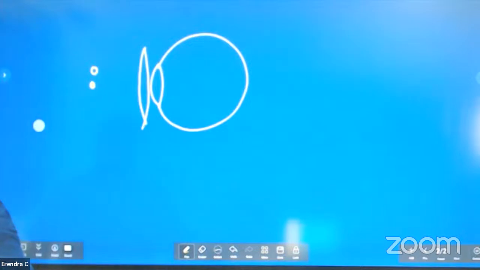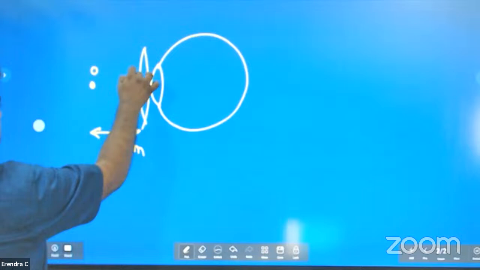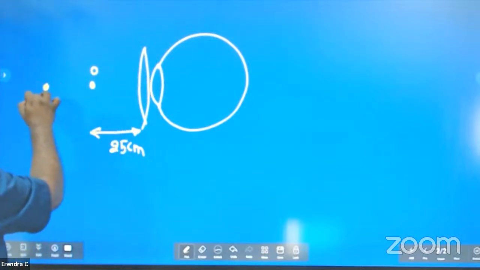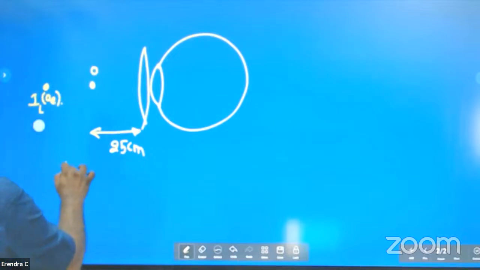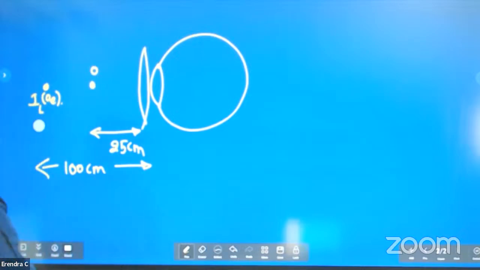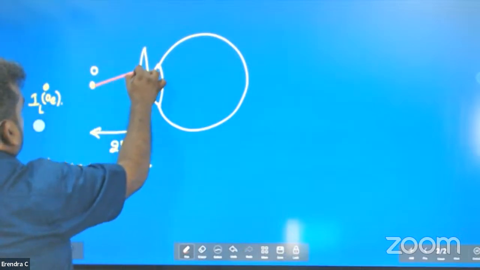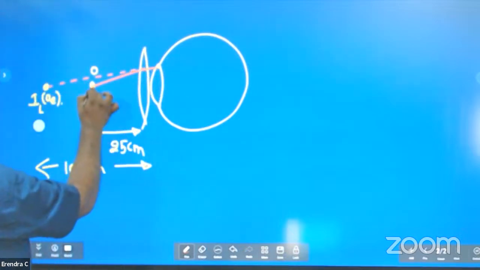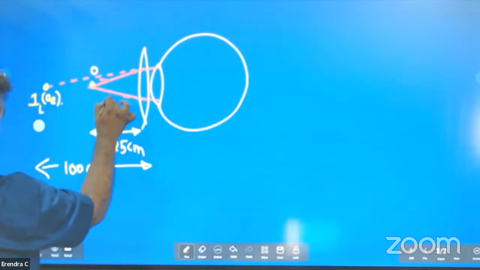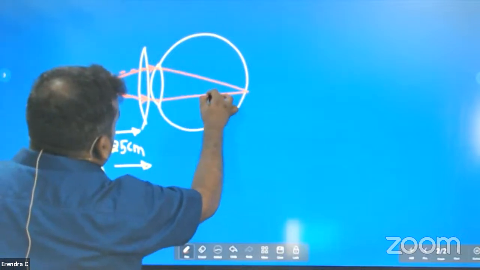Image from the first lens will act as the object for the second. So this is 25 centimeter. Light rays will go and form the image where the eye can see. Image from the lens is object for the eye. That is 100 centimeters. So you can apply here. If I draw ray diagrams, light rays will seem like to meet here. Light rays will seem like to meet there. That will converge on the retina.